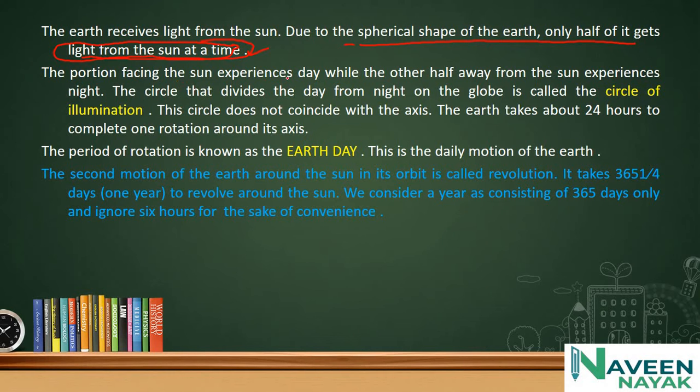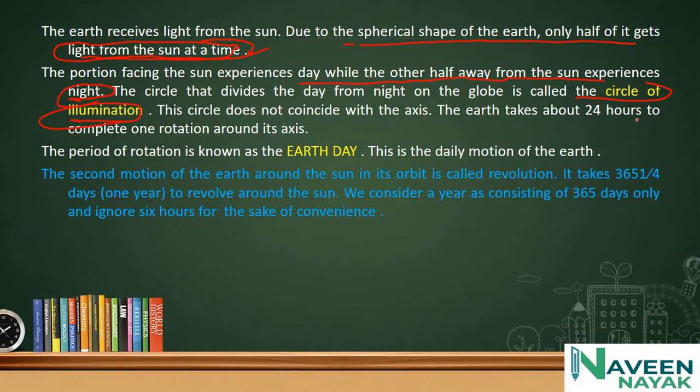The portion facing the sun experiences day, while the other half away from the sun experiences night, as I showed in the last picture. Thus, the circle that divides the day from night on the globe is called the circle of illumination. Remember, it divides the day from night. This circle does not coincide with the axis.